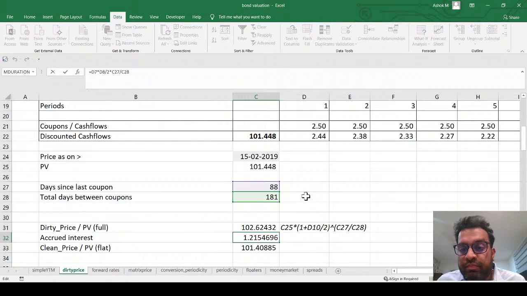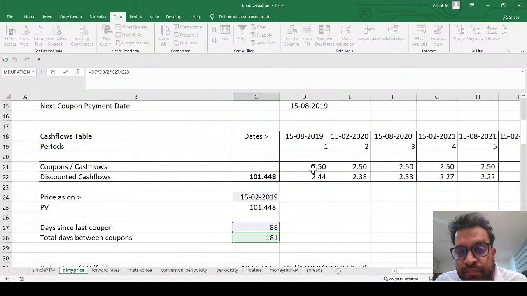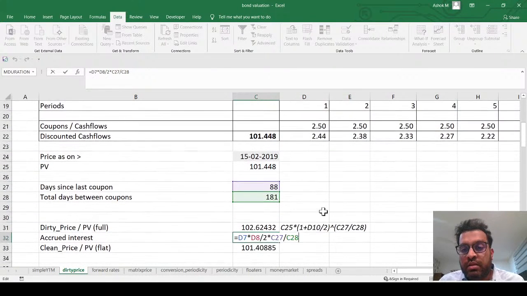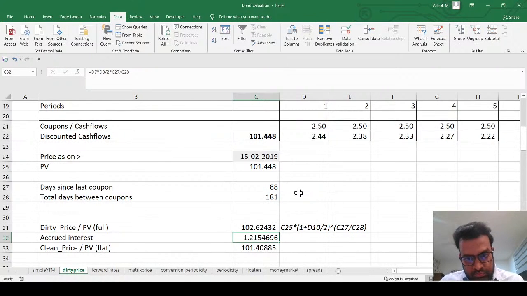Just be careful. Your coupon is 2.5 for 6 months. In that 6 months of 181 days, it's only 88 days that you need to proportionately take. So don't take 5. 5 is for the full year. So you take 2.5 multiplied by 88 by 181. Now, this is accrued interest.